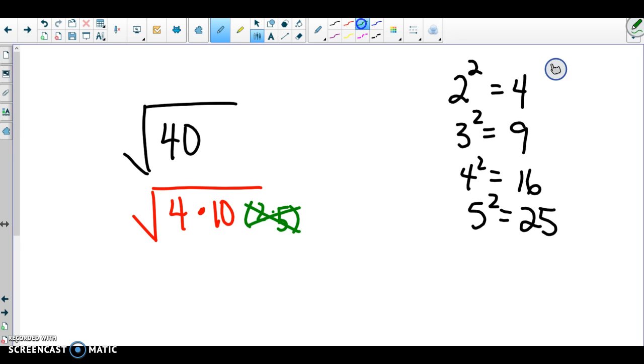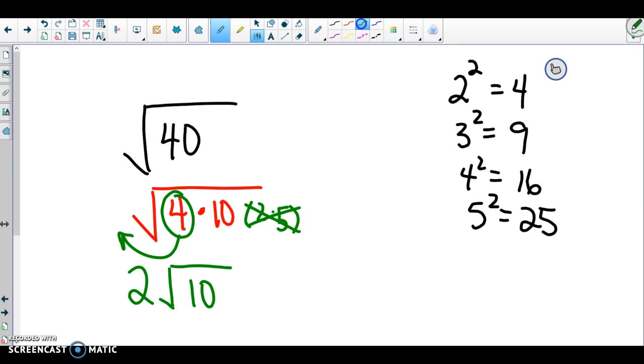Square root of 4, we can find the square root of that and bring it out. So the square root of 4 is 2. And then we have still left inside the square root of 10. That is our answer. So we have to look for those perfect squares, pull them out.